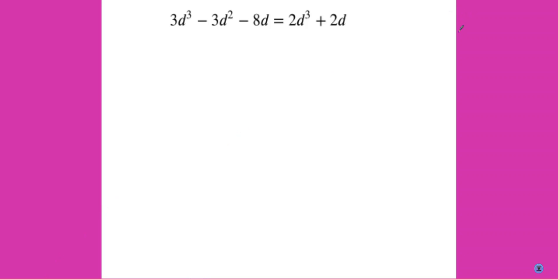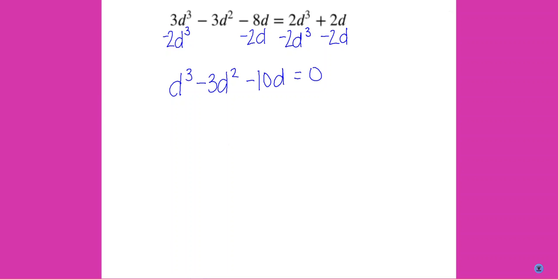So again, we have to start by making it equal 0. As I move these terms from the left to the right, I'm going to make sure that I'm combining like terms and make sure my exponents go from highest to lowest. So I'd have d cubed minus 3d squared minus 10d equals 0.